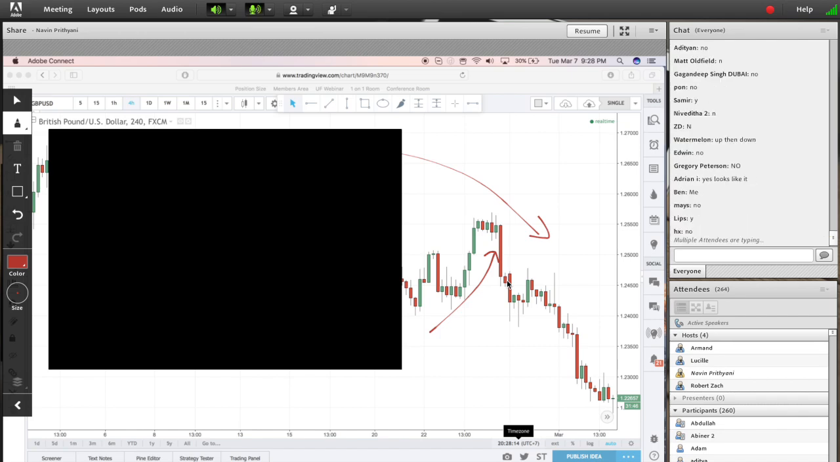Now, if I didn't show you the downtrend earlier, this looks like a proper uptrend. It's a higher high sequence. It's just buyers are in control.